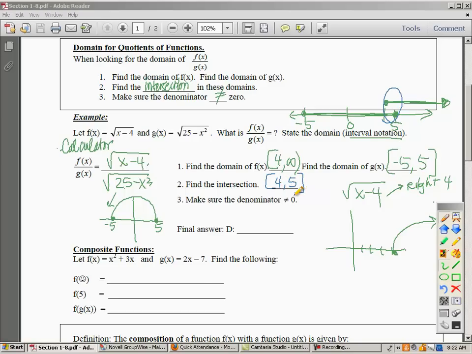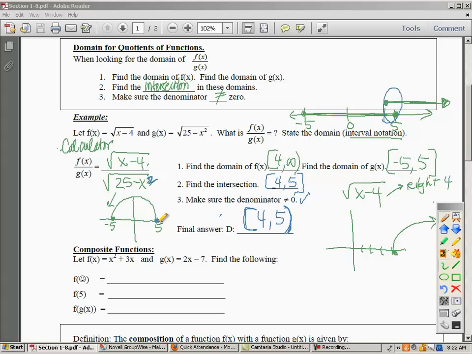Now, the last step is, does the denominator equal 0? Well, if I take a look, sorry, this is supposed to be a squared. Let's make sure I change that. If I plug in a 4 in my denominator, does it become 0? No. Do I plug in anything else? Oh, look at 5. If I go back to my graph, at 5, I get a value of 0. So 5 cannot be included. So my final answer is from 4 to 5, where you include 4, but you can't include 5, because at 5, you get a value of 0.